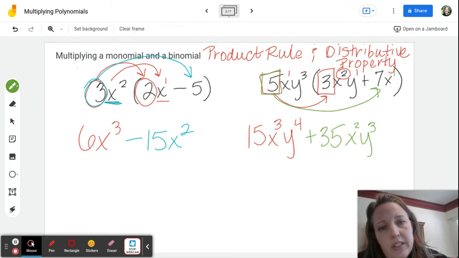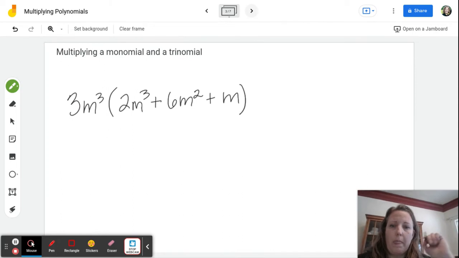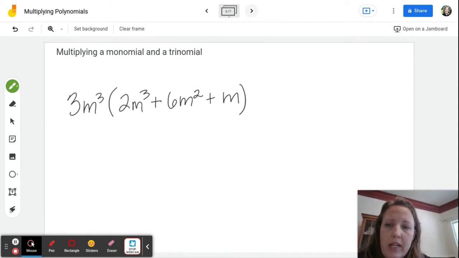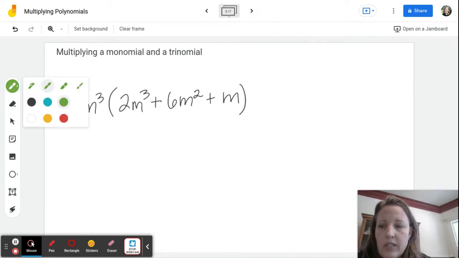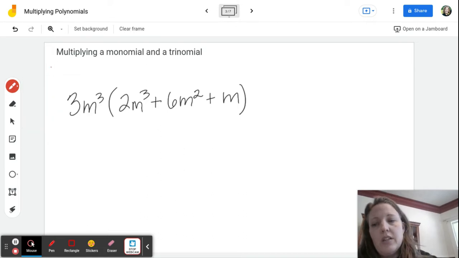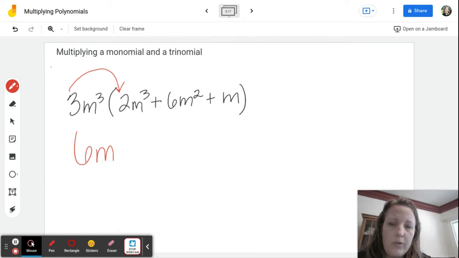Okay, so hold on to your seats. Let's go to the next one. So we're going to now multiply a monomial, which is this 3m to the third, times this trinomial, okay? So we're taking another step forward. Let's go back to red here. So coefficient, 3 times 2. We have 6, and then we have an m, and that's the only variable we have, okay?